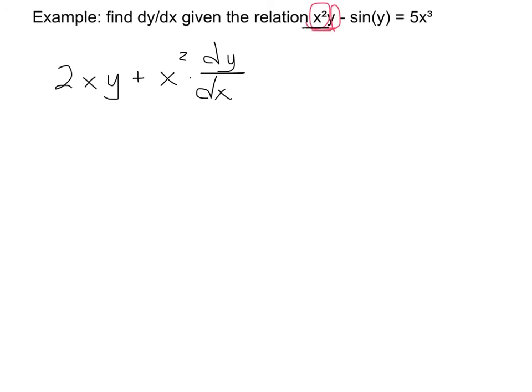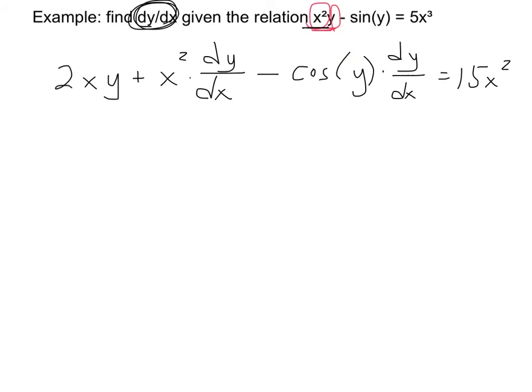Okay? Then we'll have minus, the derivative of sine is cosine, so this is the cosine of y. Again, times dy dx, because there was a y that was composed inside of that. And finally, this thing is equal to 15x squared. Now, I need to find dy dx, and there are two of them, and this happens fairly commonly.